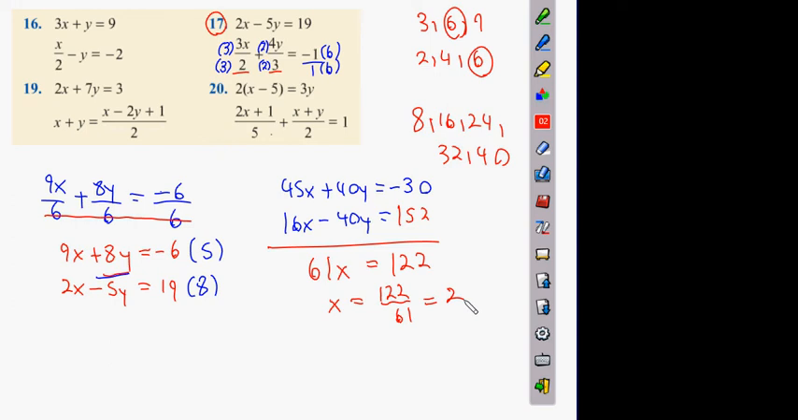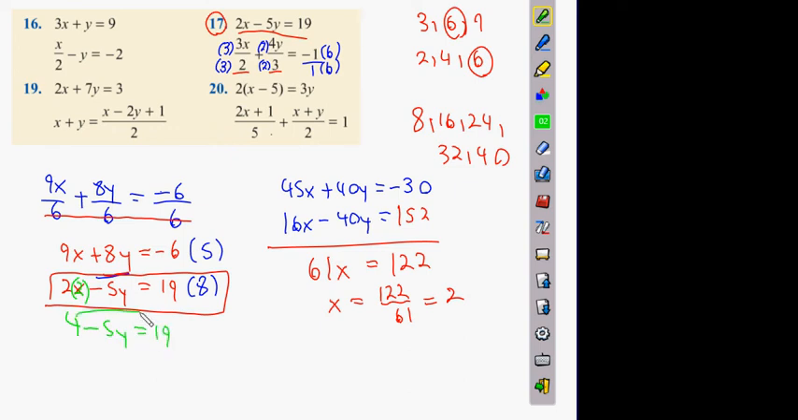Okay, so you haven't got full marks just yet because we haven't actually found what the y value is. So pick this equation here. You can pick either one. So I'm going to pick the 2x minus 5y equals 19. I'm going to replace in x equals 2. So when you replace x with 2, what happens? 2 times 2, 4. 4 minus 5y equals 19.